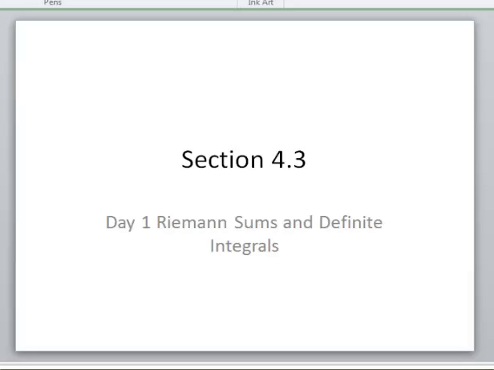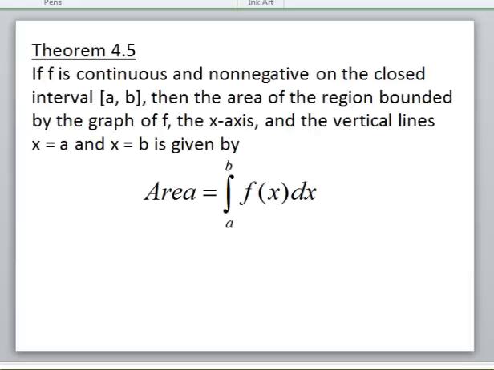Alright, today we're going to start definite integrals and Riemann sums. So the first thing we'll look at is the theorem for 5. It says if f is continuous and non-negative on the closed interval a to b, then the area of the region bounded by the graph of f, the x-axis, and the vertical lines x equals a and x equals b is given by this.